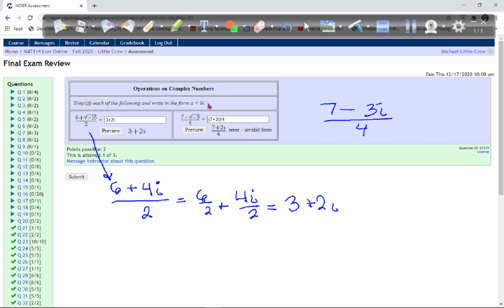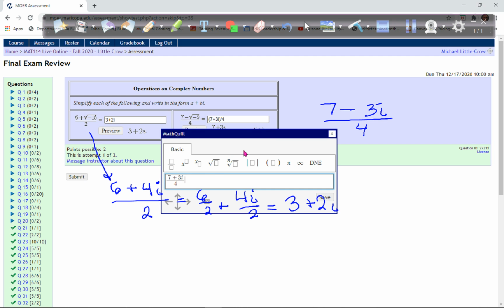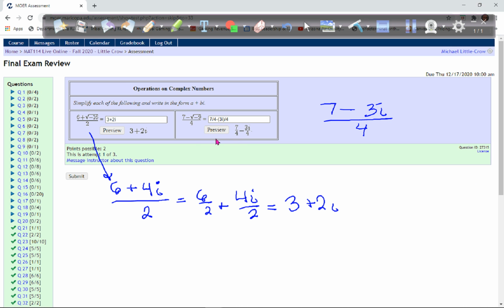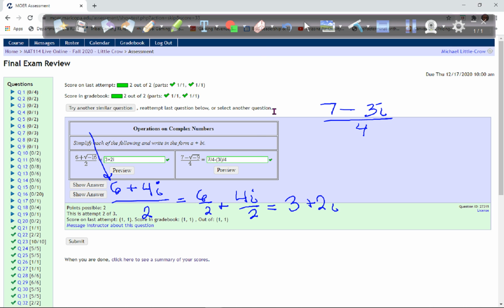Oh, a plus bi. Okay. Good try, but they want them as separate. Let's start over. We'll do one fraction as 7 over 4, and we'll subtract the other fraction, which will be 3i over 4. So now it says, yeah, we'll take it. And it works.